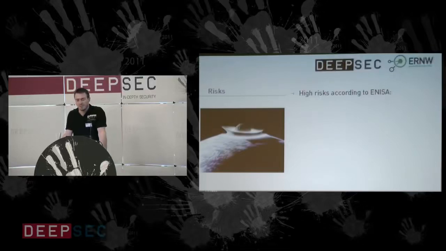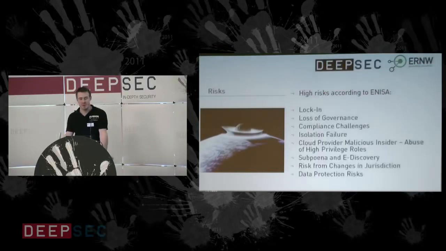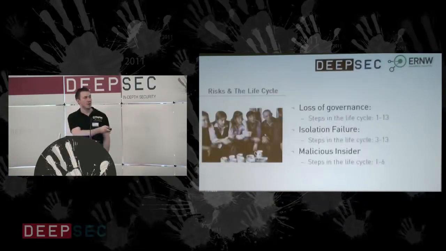So when we look at several risks which are provided by ENISA in a comprehensive risk analysis document, these are the main risks in cloud computing environments. And these risks can be directly mapped to steps in the system operation lifecycle. So, for example, loss of governance. The governance of your data, you can influence in steps 1 to 9, but you cannot influence it in a cloud service environment.